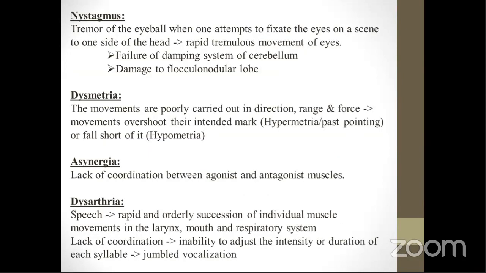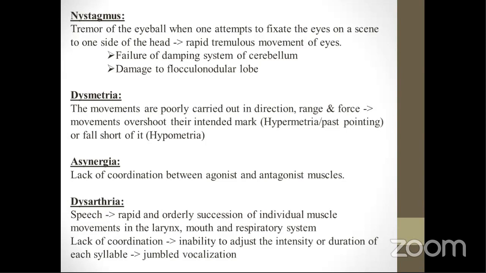Then you can have nystagmus. These are tremors of the eyeball when one attempts to fixate the eyes on a scene to one side of the head. So there will be rapid tremulous movements, with failure of the damping system and damage to the flocculonodular lobe.